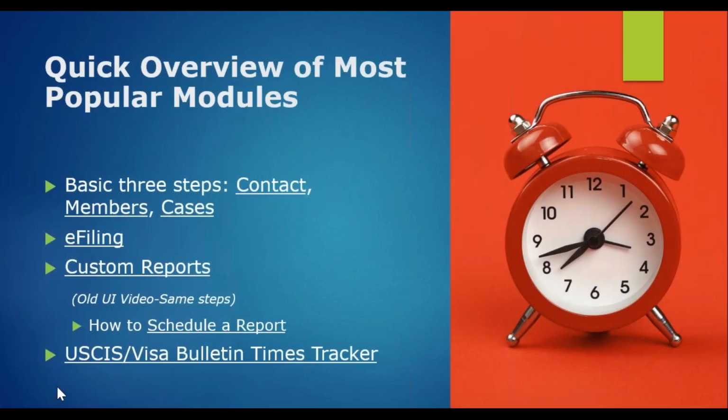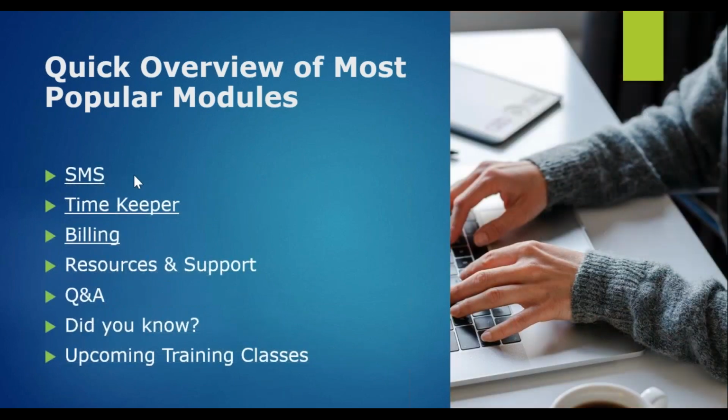So let's get started. The basic three steps that we always cover, because some of you are new, are how to create a contact, how to link members, and how to create cases. For the modules that I'm going to show, they are e-filing and custom reports. And by the way, we're going to be playing the video for the old user interface, but it's the same steps. We also want you to know how to schedule a report, what the USCIS Visa Bulletin Times Tracker module is, SMS for text messaging, Timekeeper, and billing.